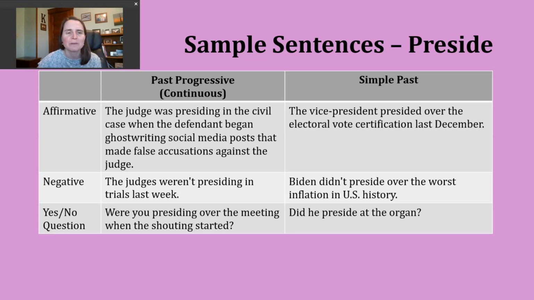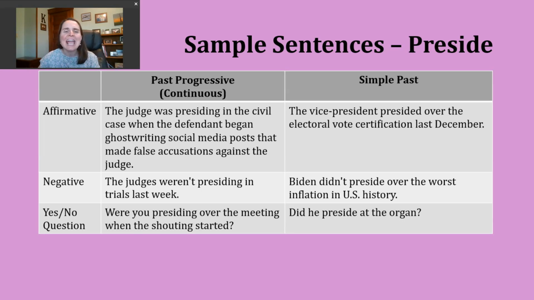Let's look at our first affirmative example. The judge was presiding in the civil case when the defendant began ghostwriting social media posts that made false accusations against the judge. So it was actually kind of based on a true story. I tried to simplify, right? So this thing is ongoing, and this person is engaged in some very stupid behavior. So the judge is in control of this particular trial, and the defendant in the case is bad mouthing the judge on Facebook, I believe.